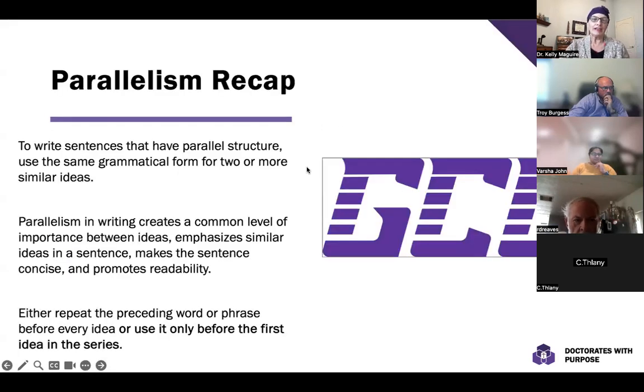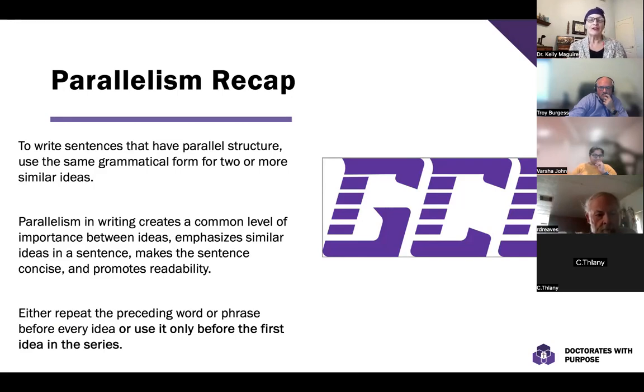All right, so if we were to recap, we can actually even look at our brand new GCU logo, they've got parallel lines in there. So I want you to kind of make a note of that. When you start to see our GCU logo, you can see that it even has parallelism in it. So to recap, to write sentences that have parallel structure, we would like you to use the same grammatical form for two or more similar ideas.